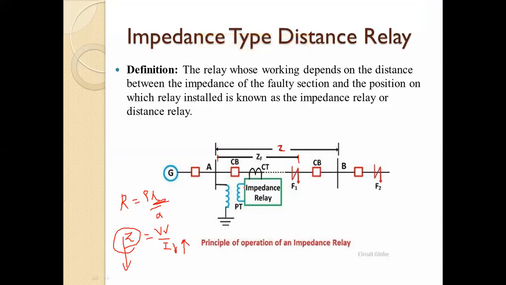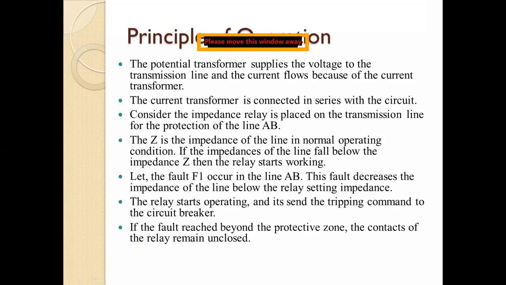So it directly gives you the length of the transmission line where your fault has occurred. This ZF value will give you the distance where the fault occurred. In this way you can find the fault. Now the same explanation is given here.